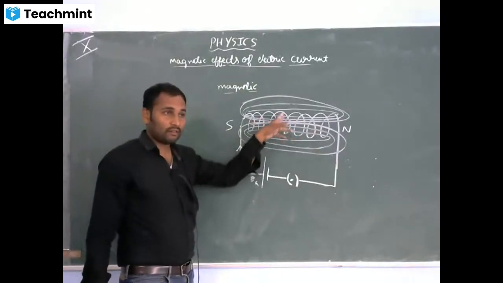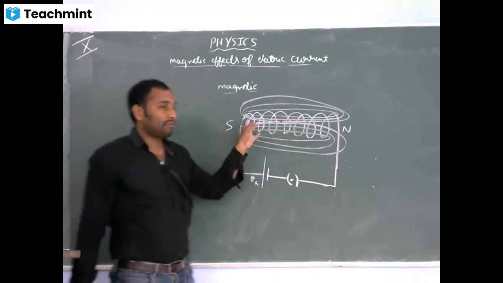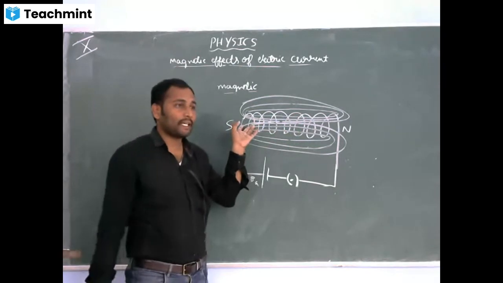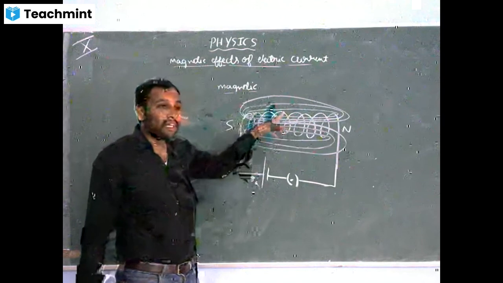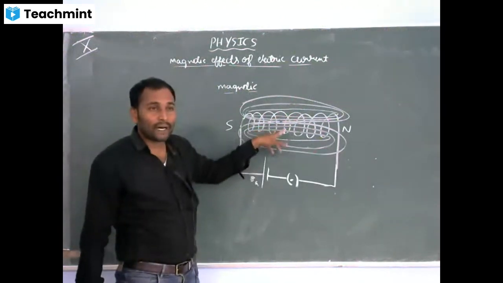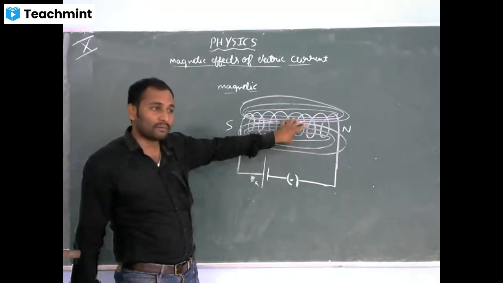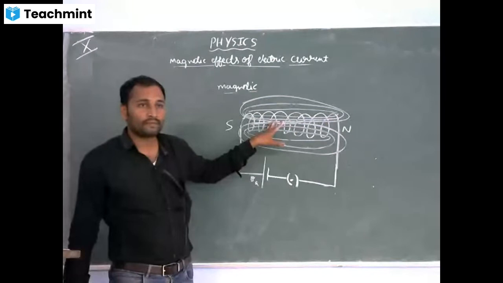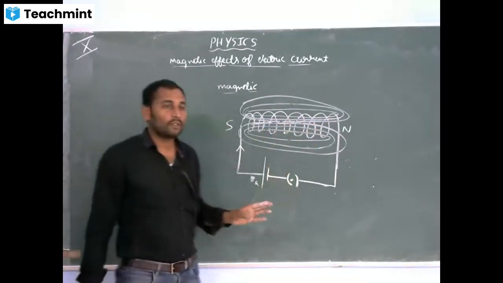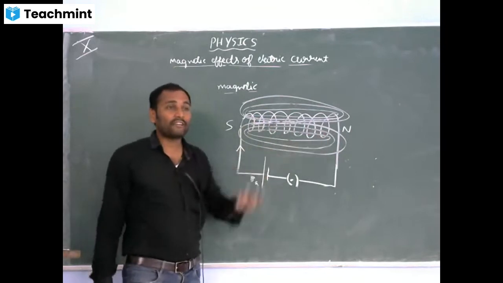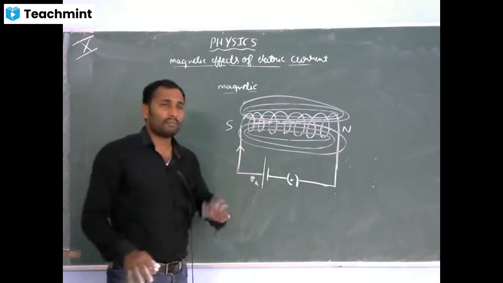Straight, parallel lines we will get. Since the magnetic field lines in the case of a solenoid are also the same as a bar magnet, the magnetic field lines inside the solenoid will be parallel to each other. Since they are parallel to each other, the magnetic field strength will be uniform inside the solenoid. If the lines are parallel, the magnetic field strength will be uniform. Clear? So same as a bar magnet.